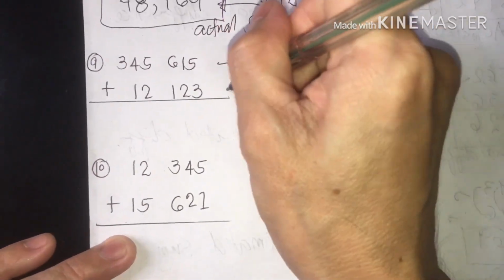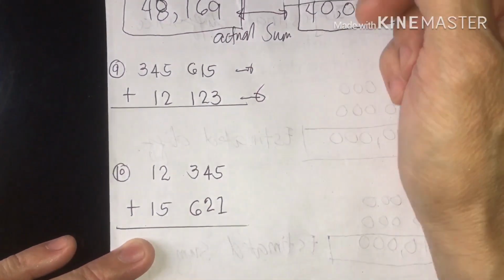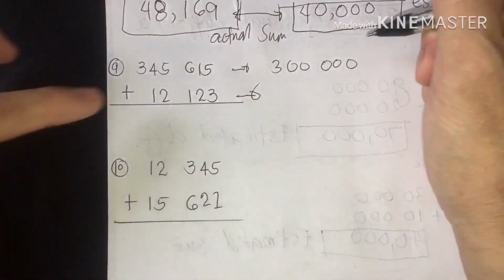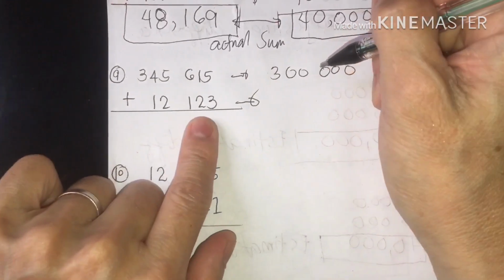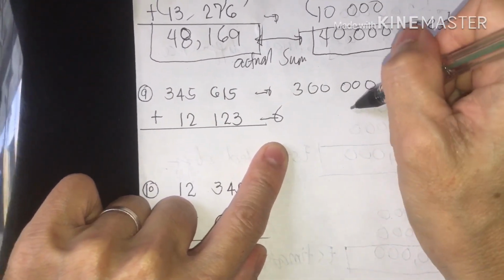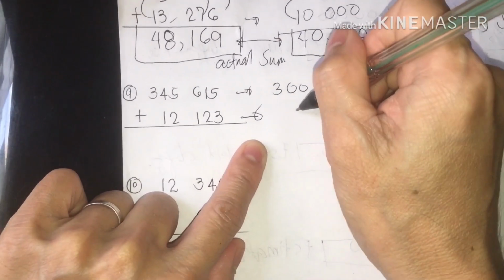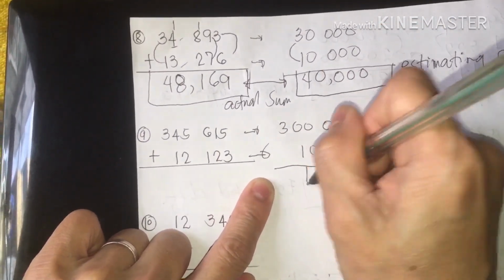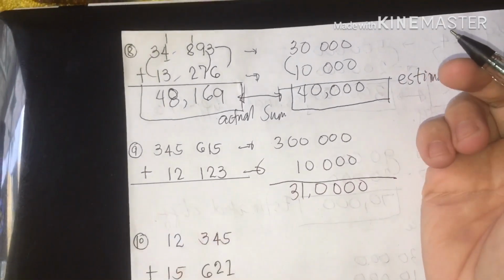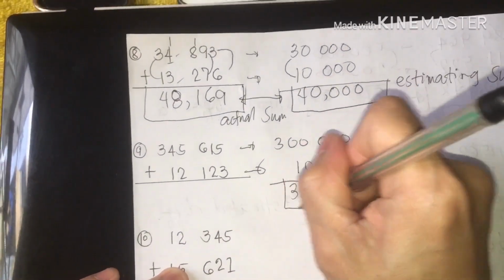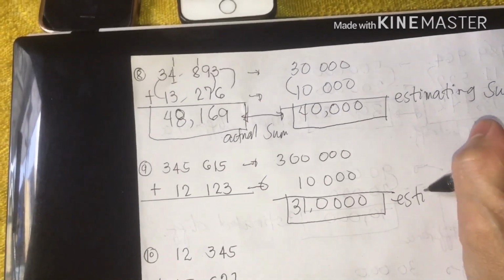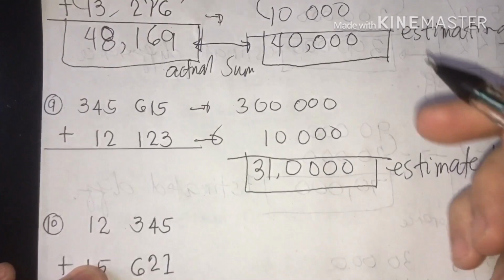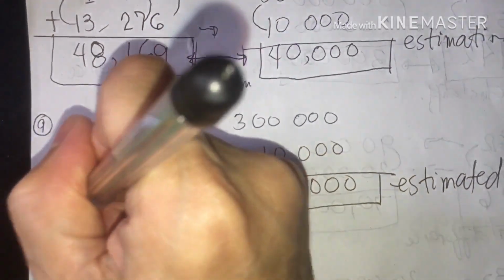So we need to estimate first 345,000. So I think this is 300,000. 12,123. So 0, 0, 0. So 10,000. Okay, we need to bring down all zeros. So we have 31,000 estimated sum. Okay, please keep on watching.